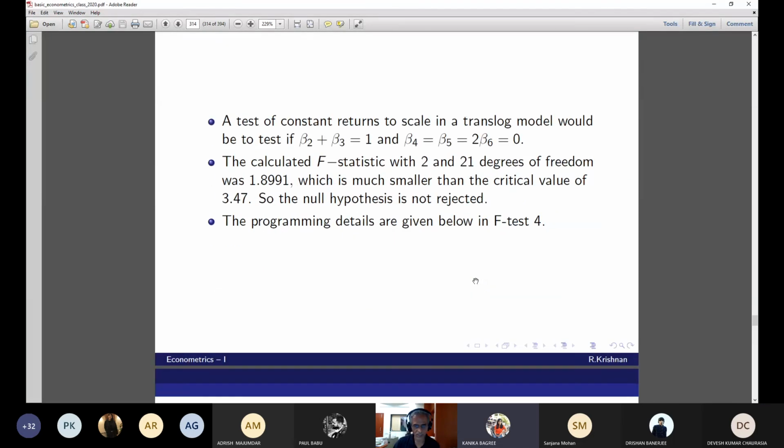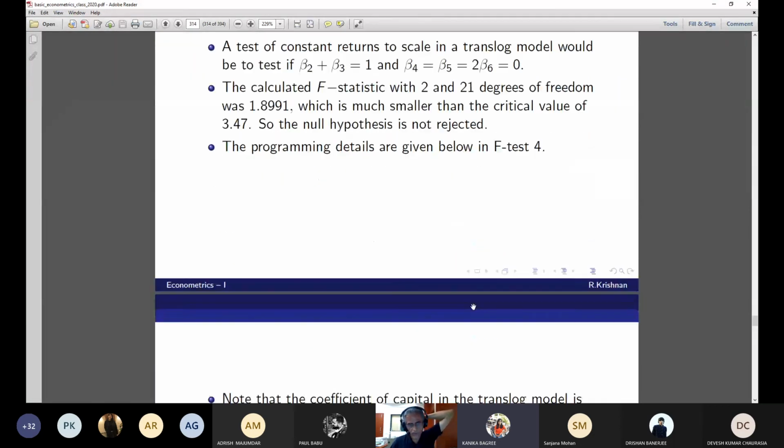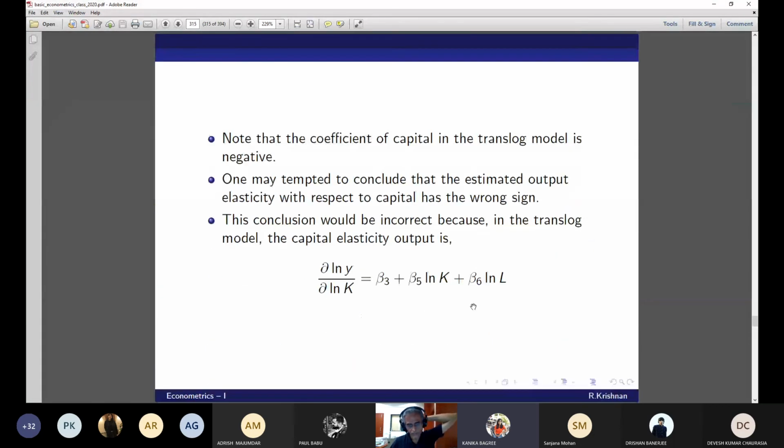Sir, this slide is showing that B4 is equal to B5 is equal to 2 beta 6 is equal to 0. So in that case, we are converting it into the Cobb-Douglas model and then checking for constant returns to scale. But in the program, you have written beta 4 plus beta 5 plus 2 beta 6 is equal to 0. Yeah, I have to see what I have done. This is a RATS program that I have done.